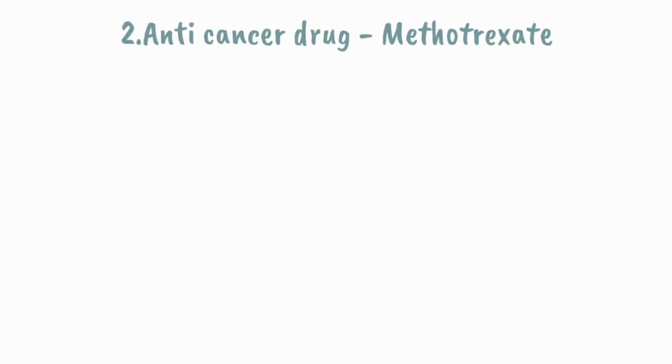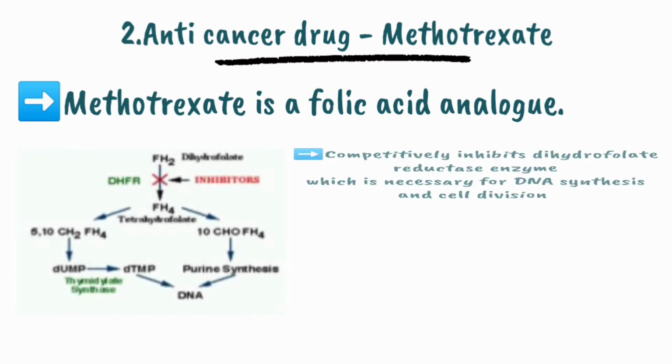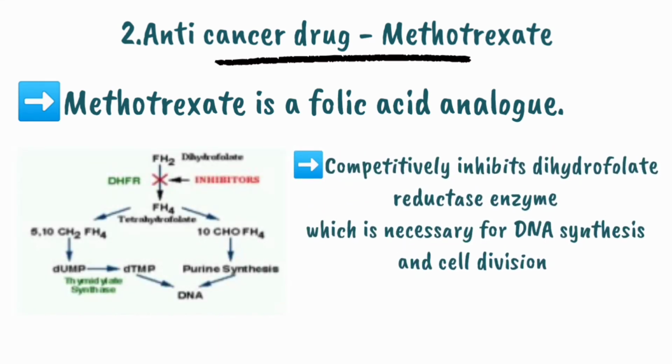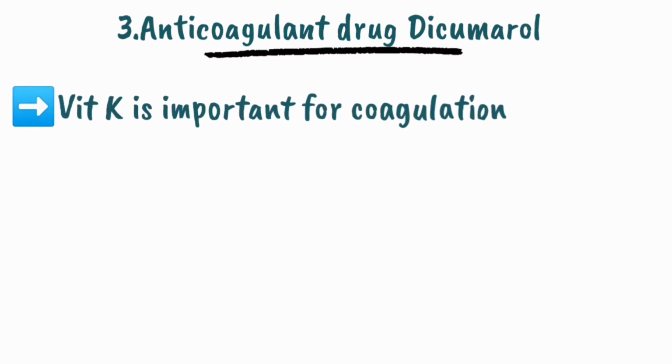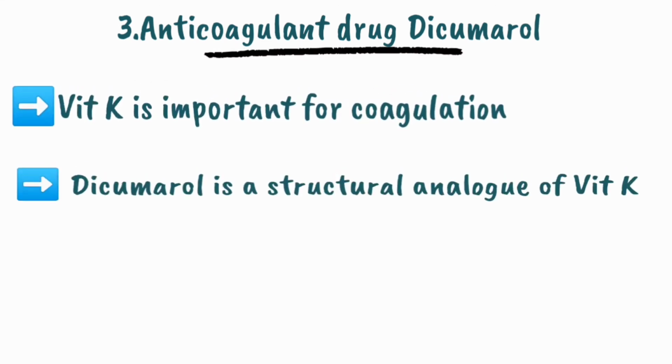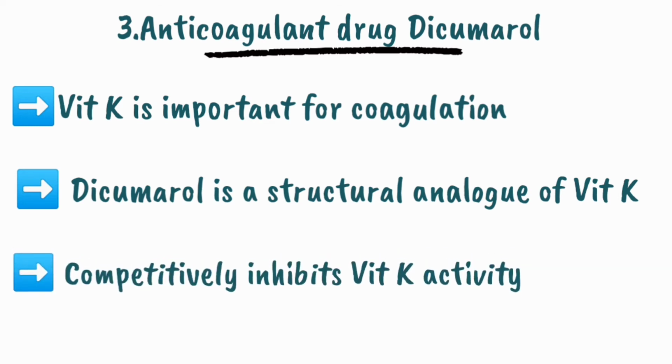Second example, the anti-cancer drug methotrexate. Methotrexate, being a folic acid analog, competitively inhibits the dihydrofolate reductase enzyme that is necessary for DNA synthesis and cell division. Third example, the anticoagulant drug dicumarol. Dicumarol, being a structural analog of vitamin K, competitively inhibits vitamin K activity.